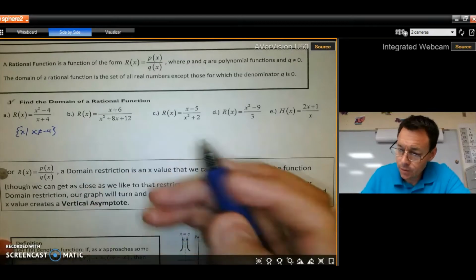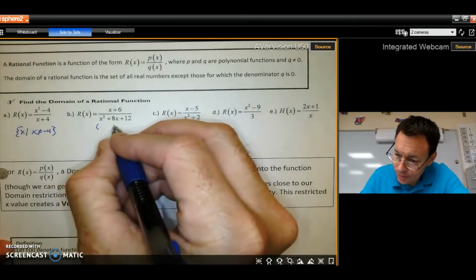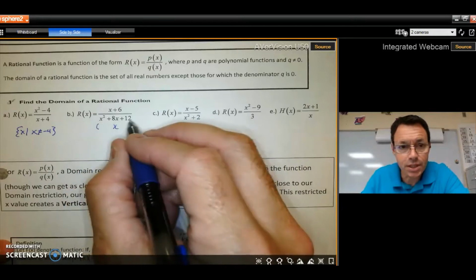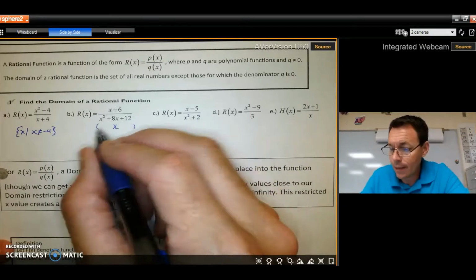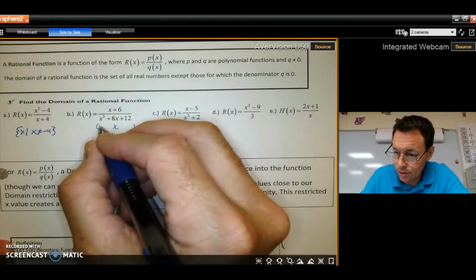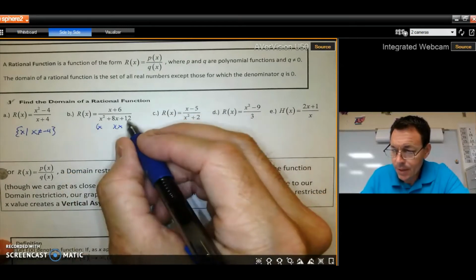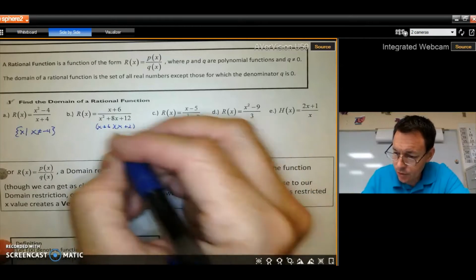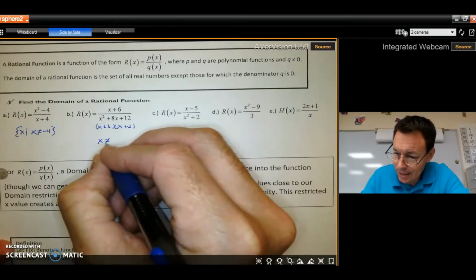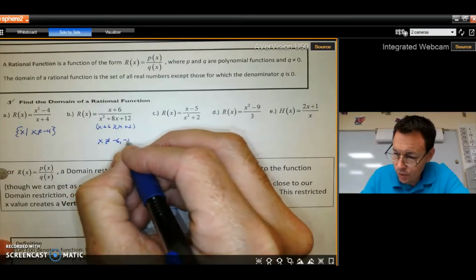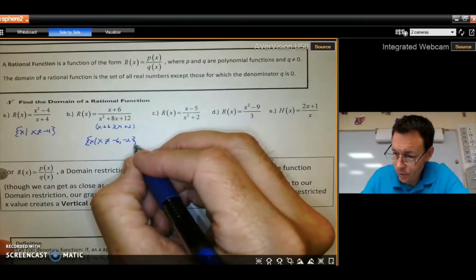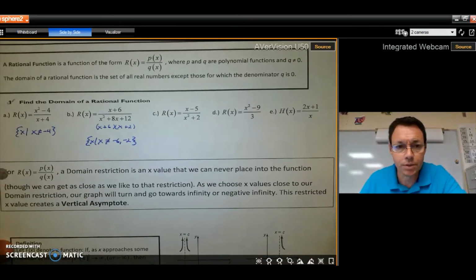For this one, we're going to need to factor to figure out what the denominator looks like, to figure out what the zeros of the denominator would be, and that'll be our domain restriction. So x, factors of 12 that add up to 8 would be +6 and +2. So x cannot equal -6 or -2. Okay, so that's the domain of that: all real numbers except those two numbers.